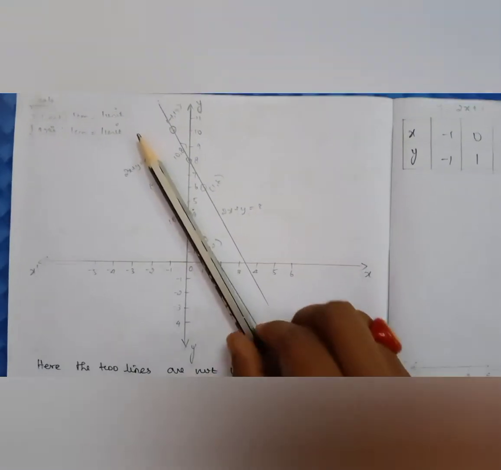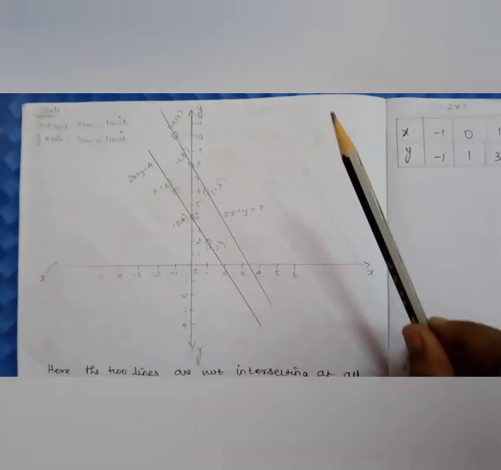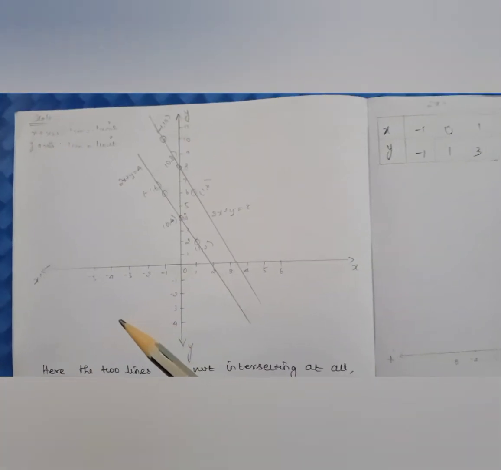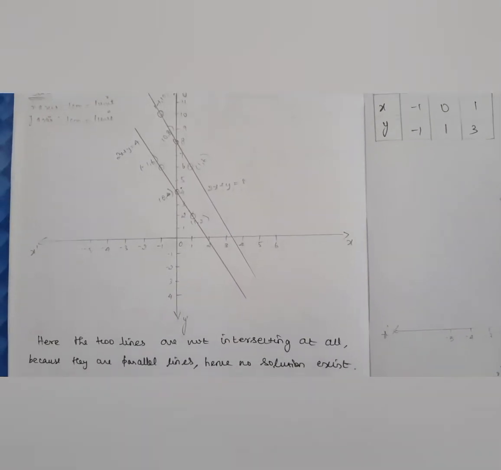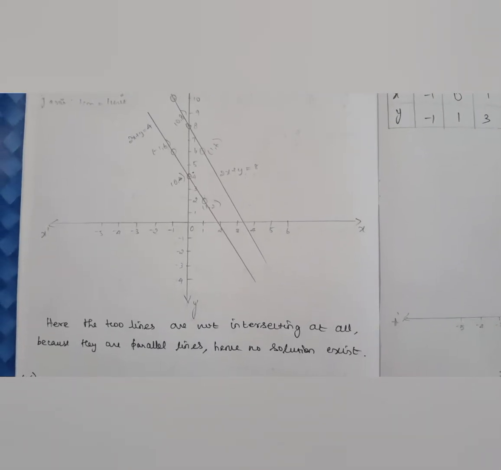like this. And when I am drawing the second line, 2x plus y is equal to 8, that is like this. Both of them are not meeting at all. They are not touching each other. They are not intersecting. When they are not meeting, there will be no possibility for intersection to occur. There will be no point of intersection.